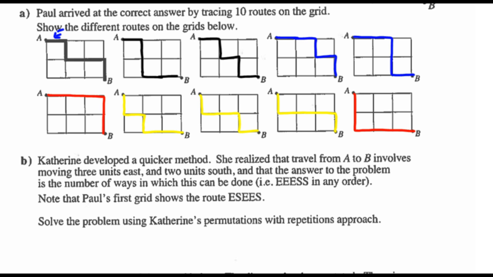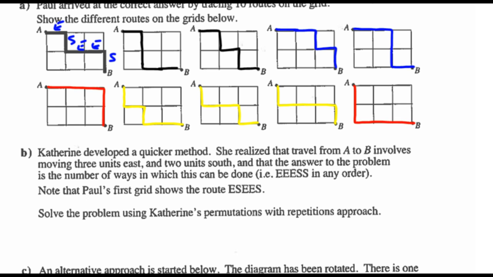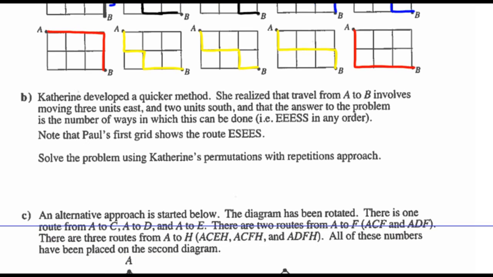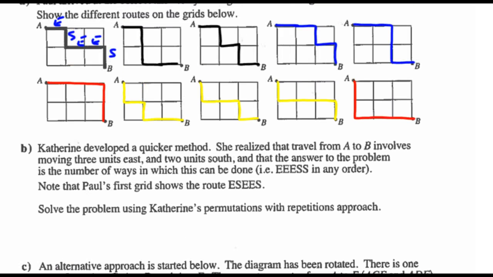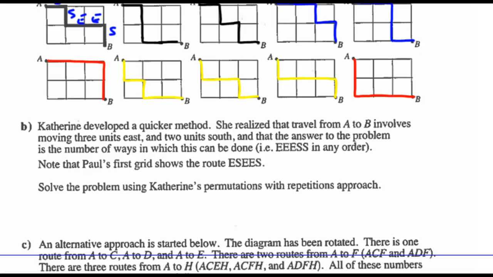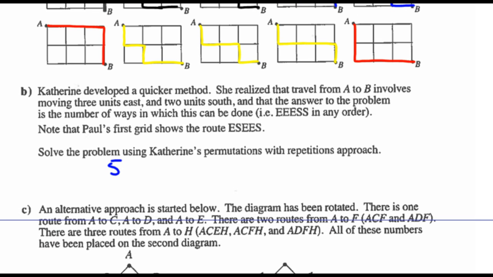Solve the problem using Catherine's permutations with repetitions approach. So we know there have to be 5 blocks you've got to get through. There are 3 easts and 2 souths. That is 5, so there are 5 factorial ways to order those directions, but we've got like elements. You have to go east 3 times, and you have to go south 2 times. So 5 factorial divided by 3 factorial times 2 factorial is indeed 10. So you get the same solution without having to draw them all out.